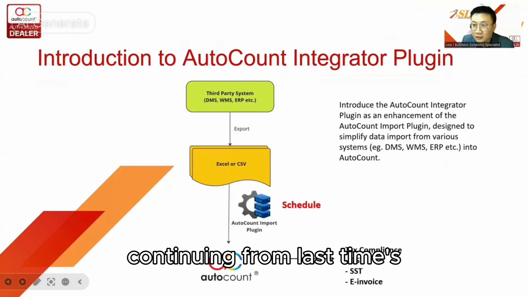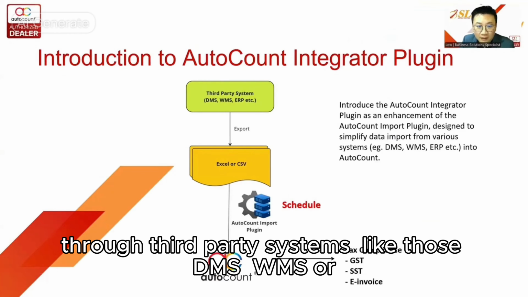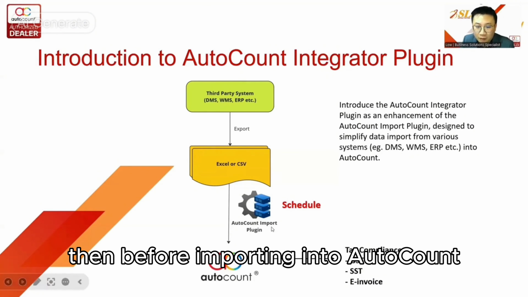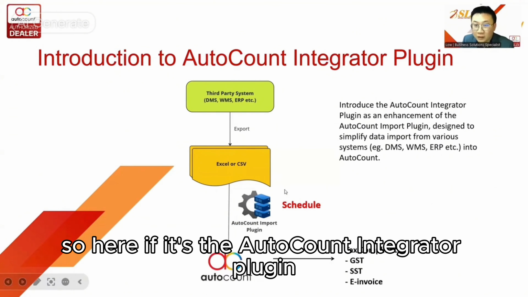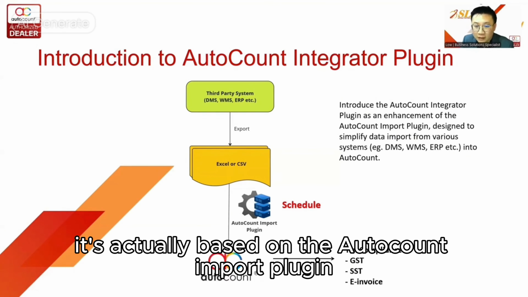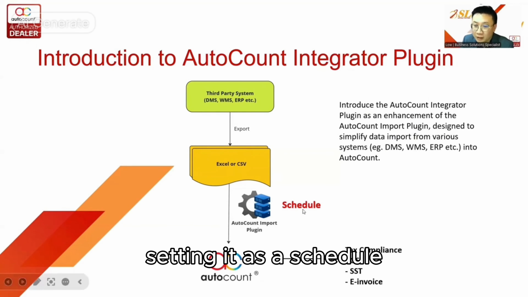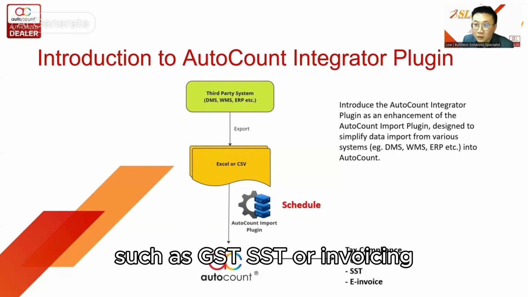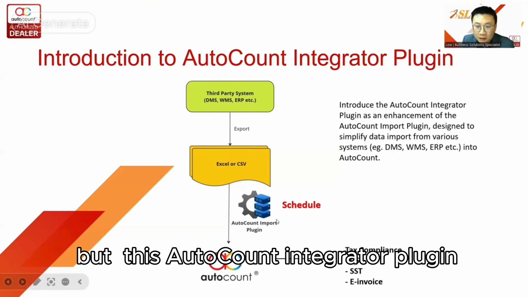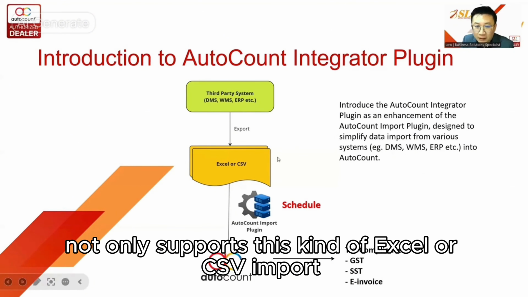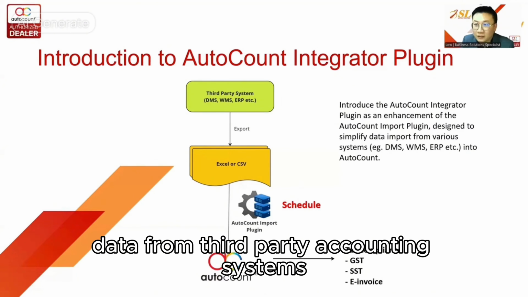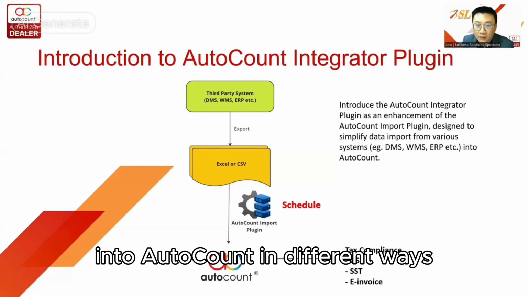Continuing from last time's plugin, it's about third-party systems like DMS, WMS or ERP systems exporting an Excel or CSV file. Before importing into AutoCount, it needs to go through a plugin. The AutoCount Integrator plugin is based on the AutoCount Import plugin, setting it as a schedule before we process things like tax compliance, such as GST, SST, or invoicing. But it not only supports Excel or CSV import, it has many functions. It can also import data from third-party accounting systems into AutoCount in different ways.